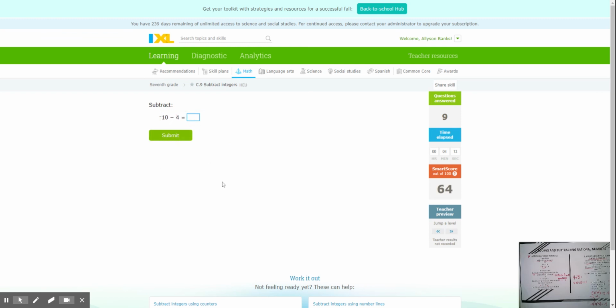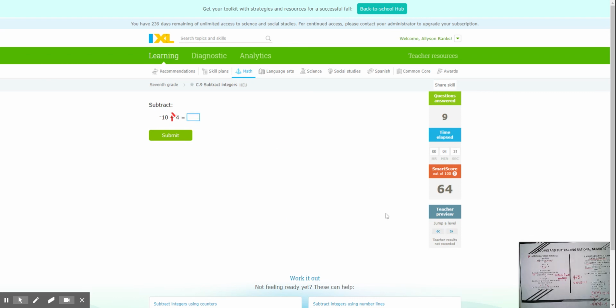All right, let's look at this one. It's negative 10 minus 4. So we are going to do change, add the opposite. So now we have negative 10 plus negative 4. They are the same sign. What would the answer be?